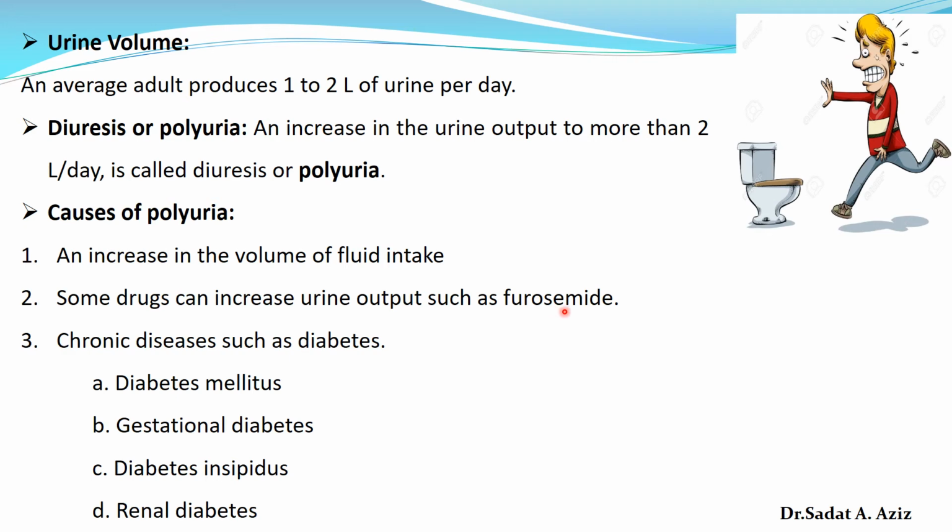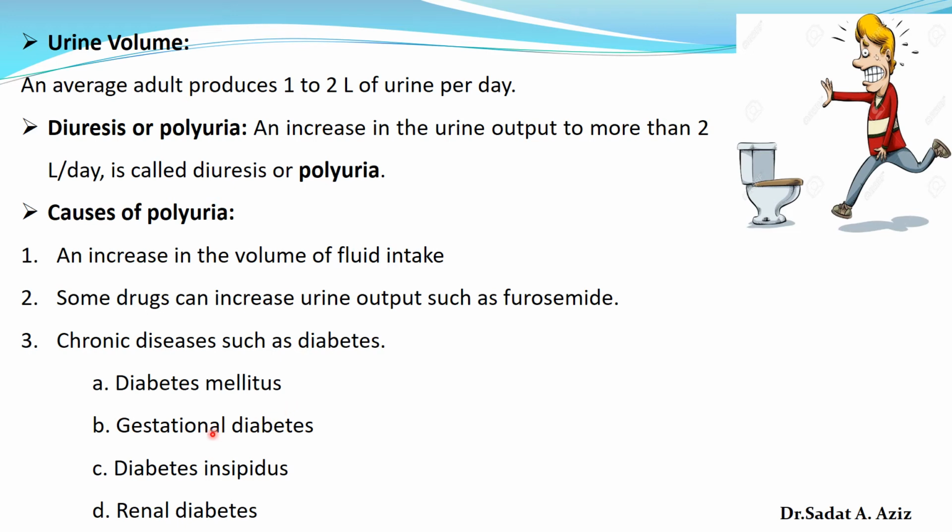And the third factor which might lead to diuresis or polyuria is related to chronic diseases such as diabetes. We have different types of diabetes. The first one is called diabetes mellitus. We have type 1 and type 2 diabetes mellitus. I think we already mentioned this.